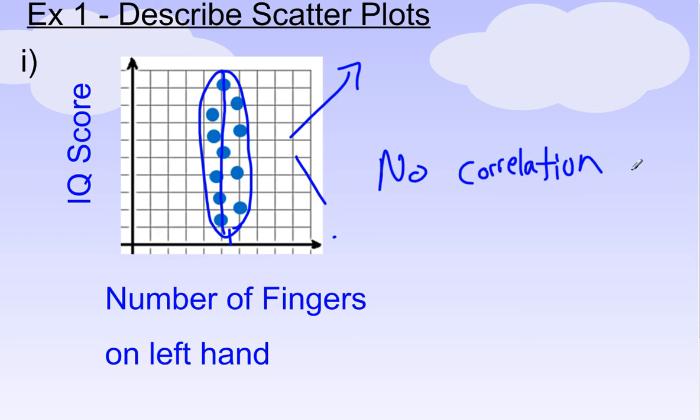And if you even looked at the variables, the number of fingers on left hand and IQ score, do you think there's actually a relationship between the number of fingers somebody has and their IQ score? I mean, if somebody had a finger chopped off and they have 4 fingers, does that make them smarter, dumber? If somebody's born with a 6th finger, does that help their IQ score or hurt their IQ score? No. So it would make sense that there is no real correlation between the number of fingers on your left hand and your IQ score. And that's shown by this data.